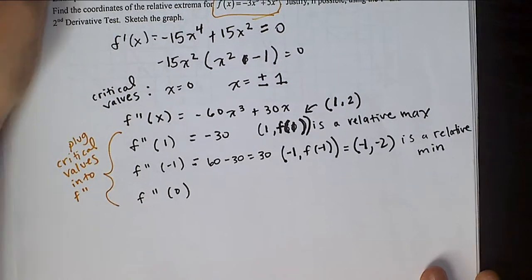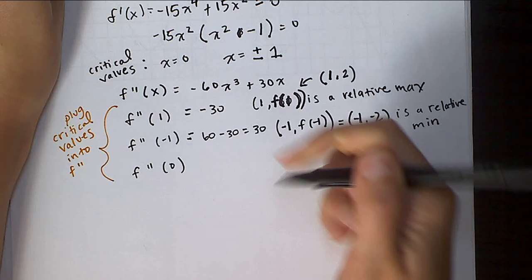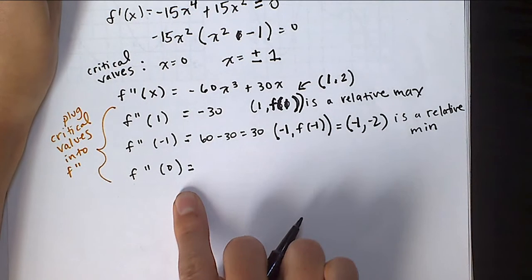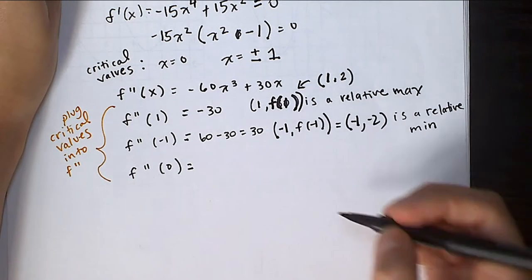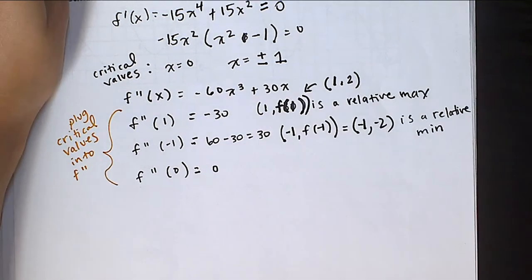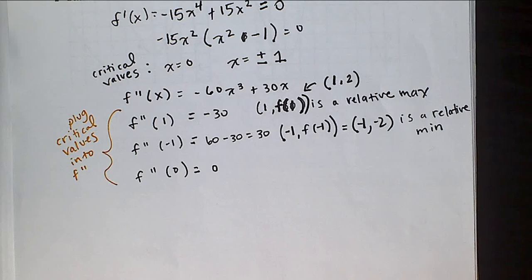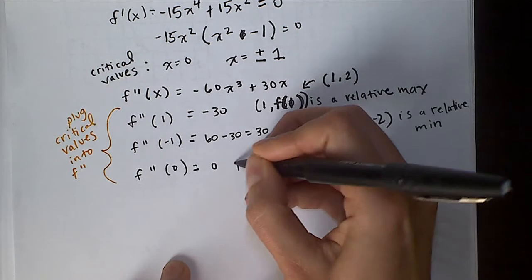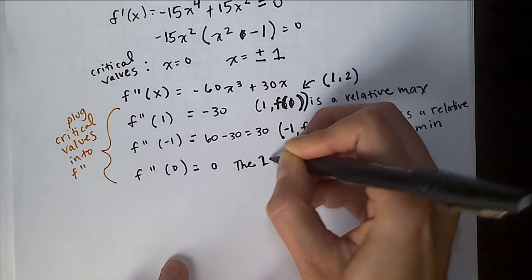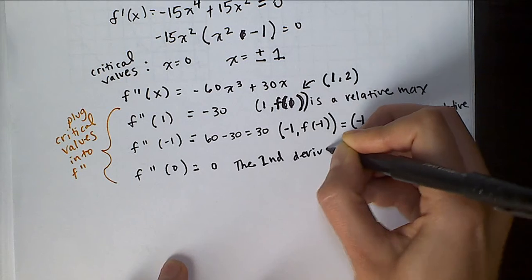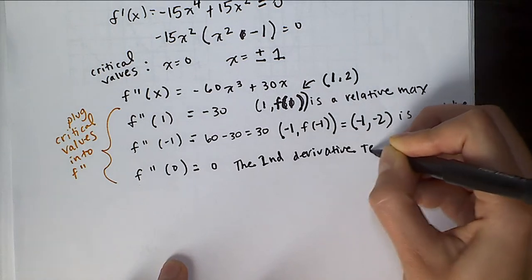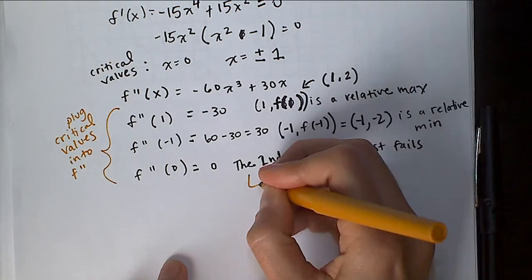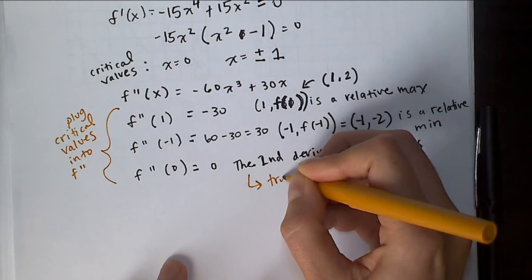Okay. And then this last one. So if we plug in 0 to f prime, or f double prime, then we get 0. Uh-oh, what happens when you plug a critical value into the second derivative and you get 0? The test fails. Well, the second derivative test fails. And what should we do? Try the first derivative test.